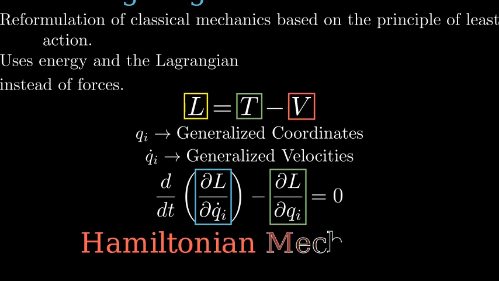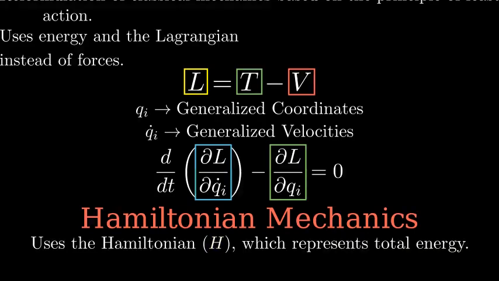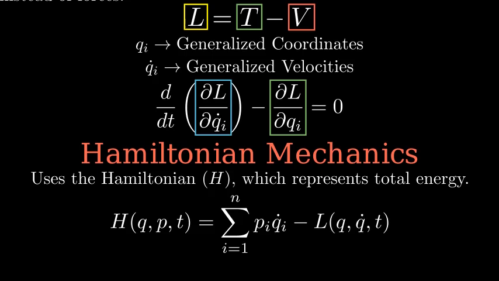Now, let's move to Hamiltonian mechanics. This formulation uses a quantity called the Hamiltonian, H, which represents the total energy of the system. The Hamiltonian is a function of the generalized coordinates, q, generalized momenta, p, and time, t.